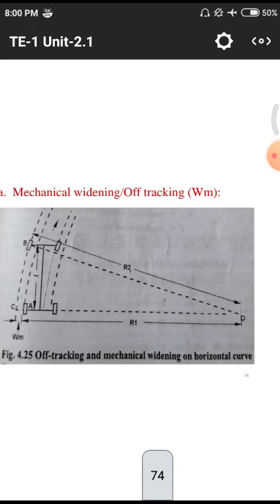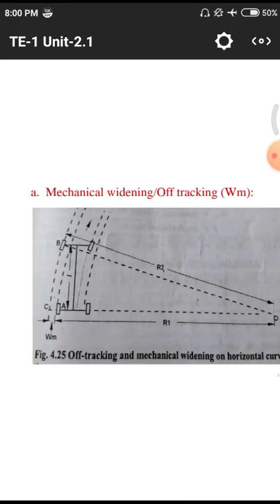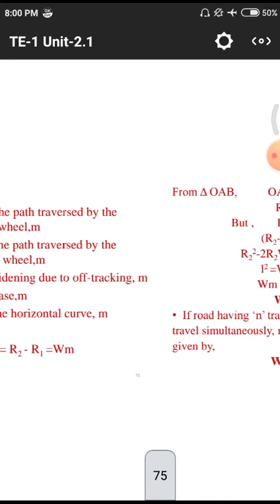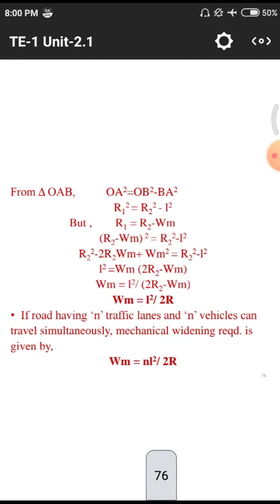In mechanical widening, we have these curves, that means inner curve and outer curve, R1 and R2. By using this, we get the equation: mechanical widening Wm equals NL square by 2R. This equation forms from a simple trigonometrical principle, that is, side square plus side square equals hypotenuse square. By using this, we derive mechanical widening equal to NL square by 2R.